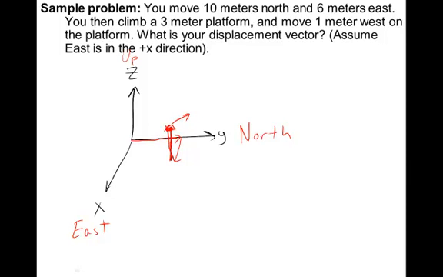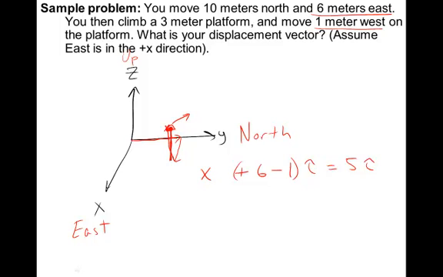To write out the displacement vector, we would look at each of the directions. So in the x direction, we went +6 meters because we said east is in the +x direction. Then we also went 1 meter west. So that would be -1 in the j hat direction. Oh, I'm sorry, in the i hat direction. So in the x direction, we would get 5 i hat.